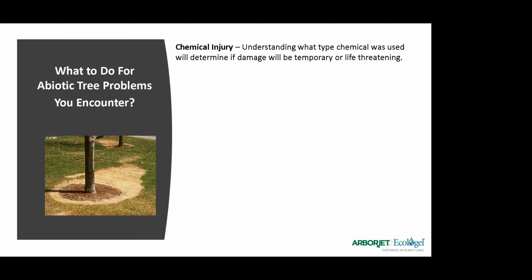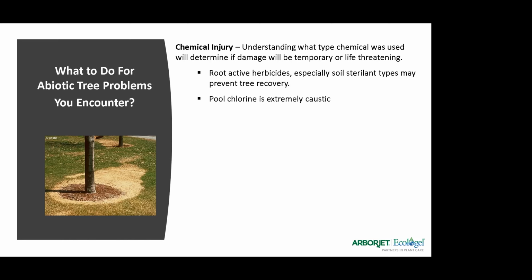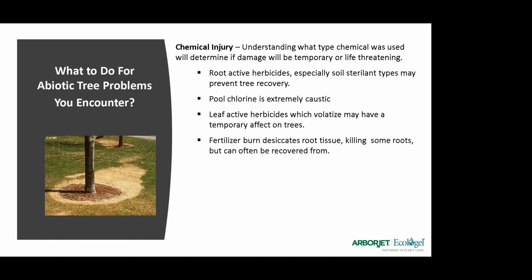Has it also affected the trees? It's hard to tell, but we can see the overground runoff after a rainstorm. Root active herbicides are particularly a problem. Pool chlorine, extremely caustic. Leaf active herbicides, which volatilize, typically those results are temporary, but you still have to explain what went wrong to the customer. And then, of course, fertilizer burns desiccates. So understanding how slow release fertilizers, or limiting fertilizers around trees to slow release, as Jim will talk about this afternoon, can provide you with a much safer approach to fertility.